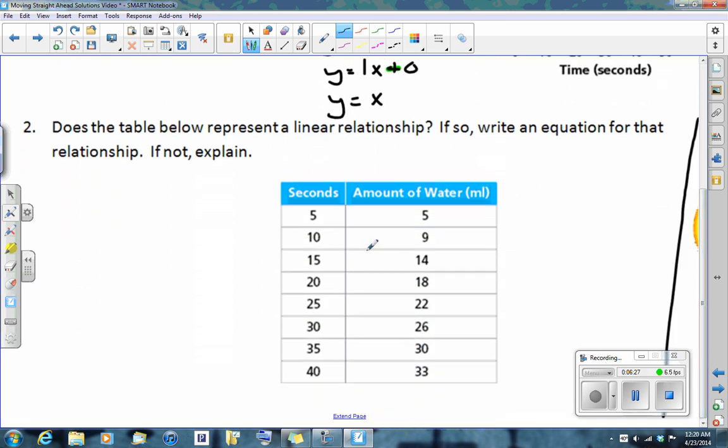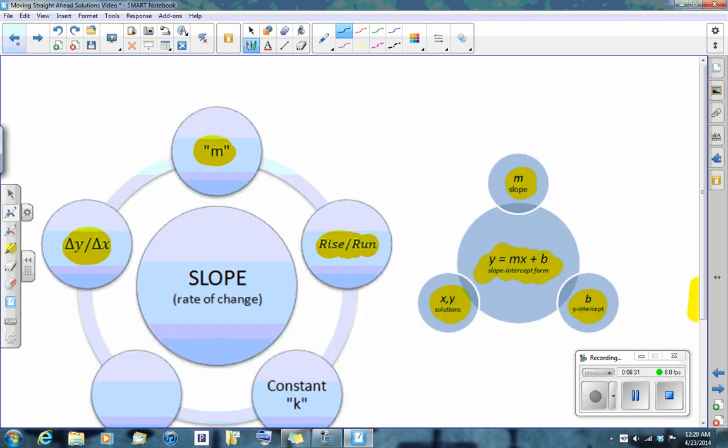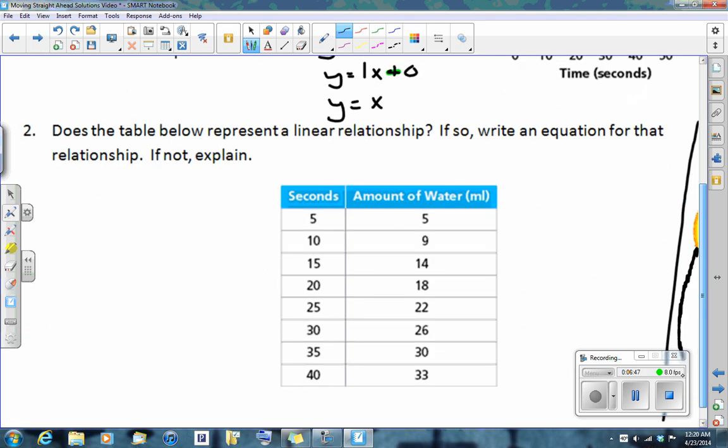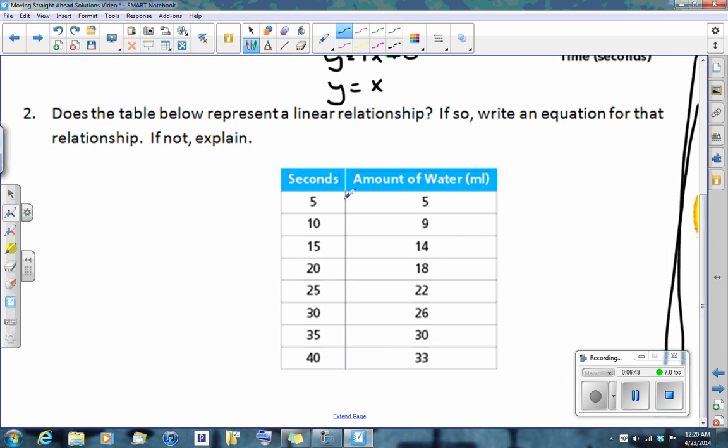Moving along, we've got the tables. Let's think back for a second. Remember we said the important concept about slope is that it can be rise over run, which is what we just used. Now we're going to look at slope in terms of the change in y over the change in x. We've got a table.